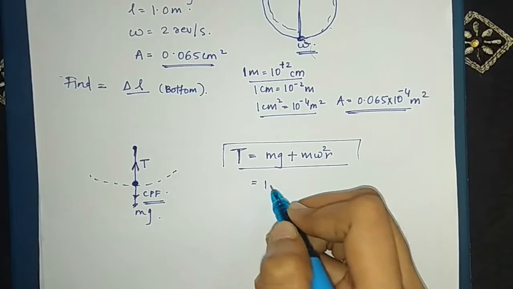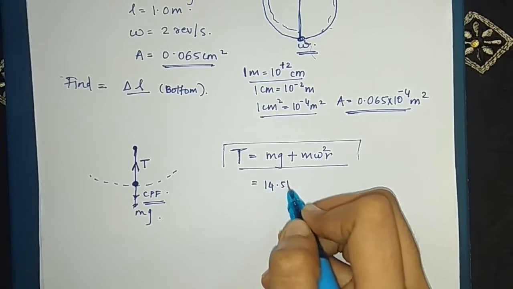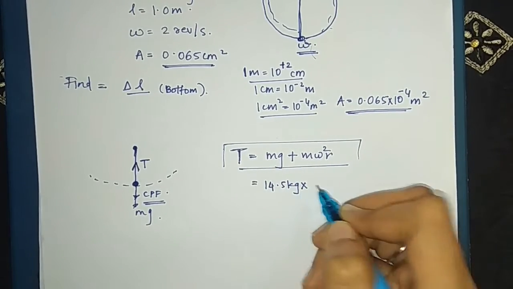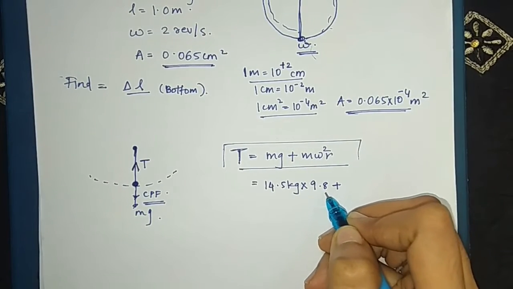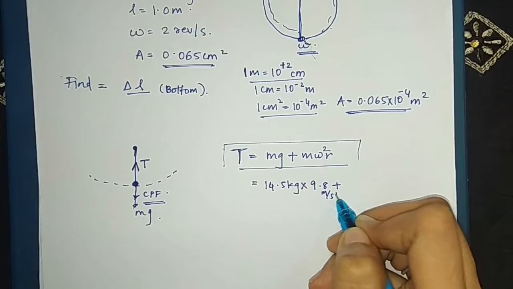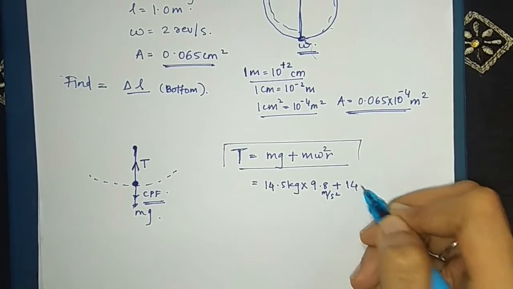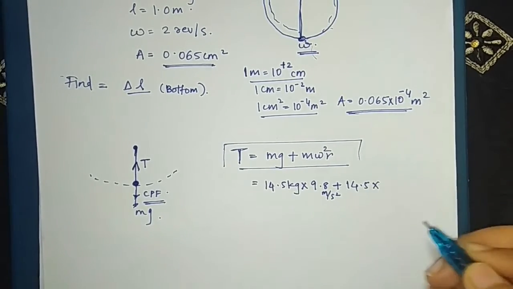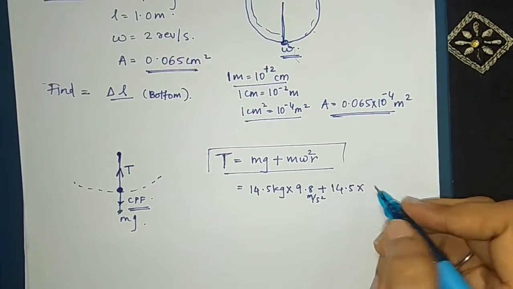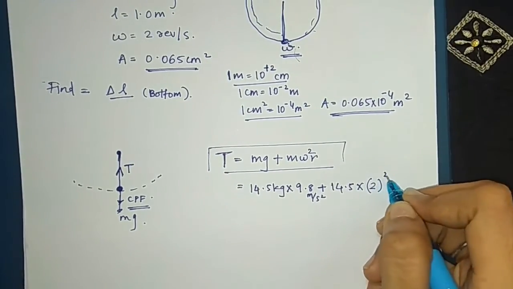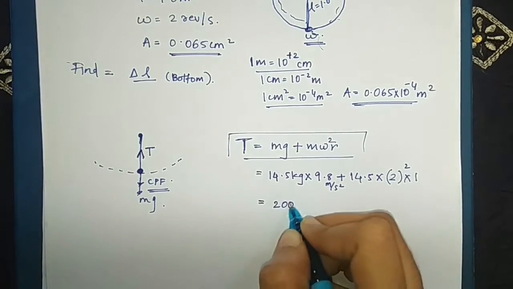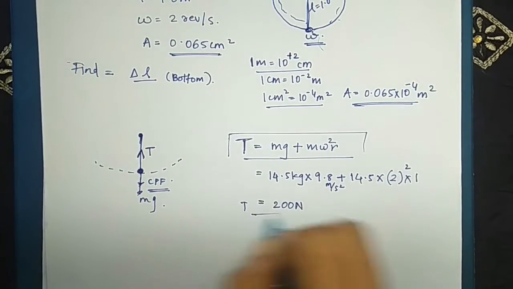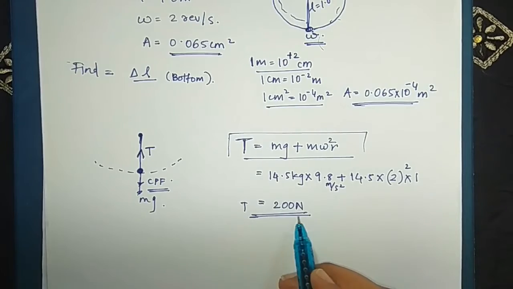What is m? The mass is 14.5 kg. g can be taken as 9.8 meter per second square. Next, m is 14.5 kg into omega square, where omega is 2 revolution per second, so it is 2 square, and r is the length of the wire. We get the answer as 200 Newton. So the tension is 200 Newton, the tension acting on the steel wire.